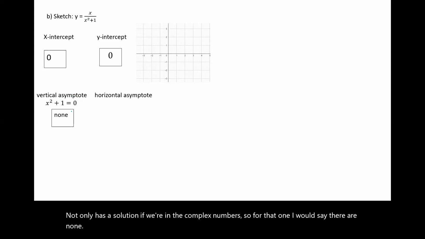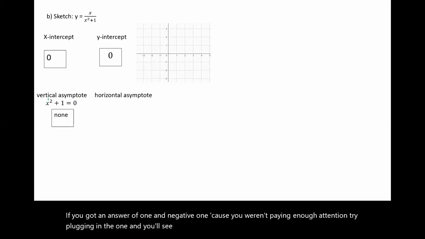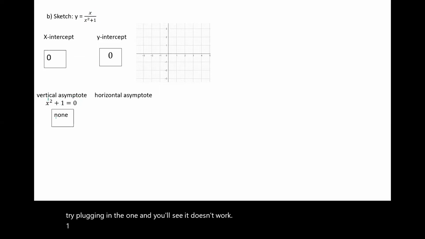If you got an answer of 1 and -1 because you weren't paying quite enough attention, try plugging in the 1 and you'll see it doesn't work. 1 squared plus 1 is not 0, so there are no vertical asymptotes.